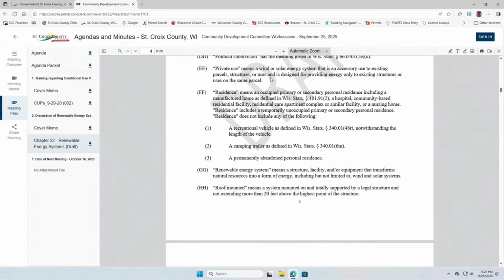Private use means it's an accessory use to the existing parcels, structures or buildings on that property, and it's only providing power for structures on that property. So it's not intended to provide power to serve multiple homes that are not located on that site. The key words are that it's only for that same parcel and it's an accessory use to the property. For example, with the Excel projects we're seeing, they're taking whole parcels and it's the primary use of that whole parcel. There's not a dwelling on a lot of those pieces of land.